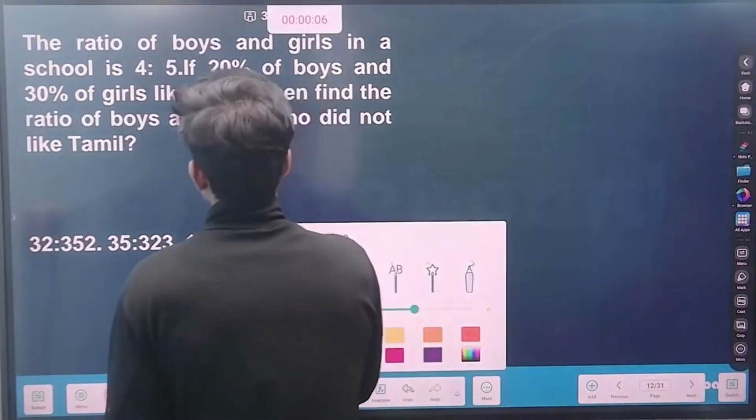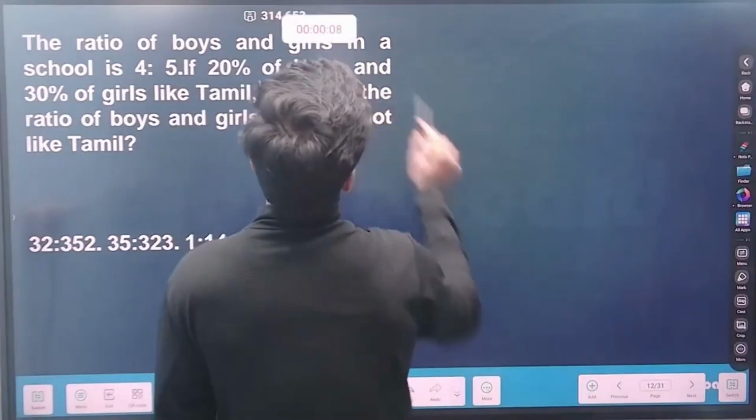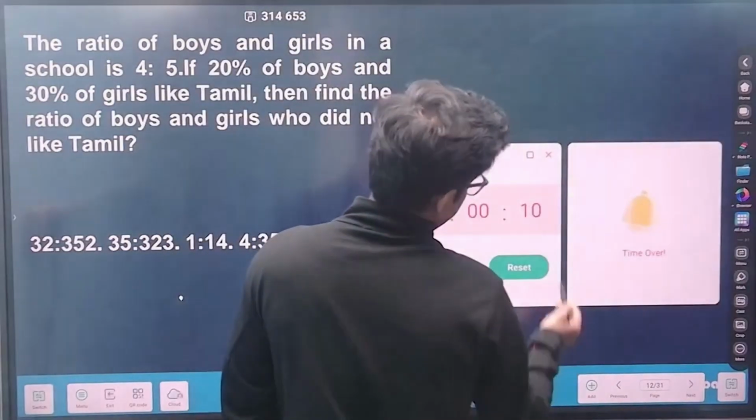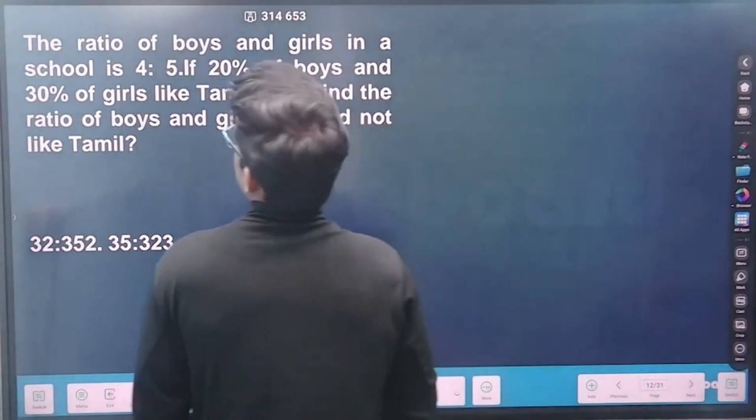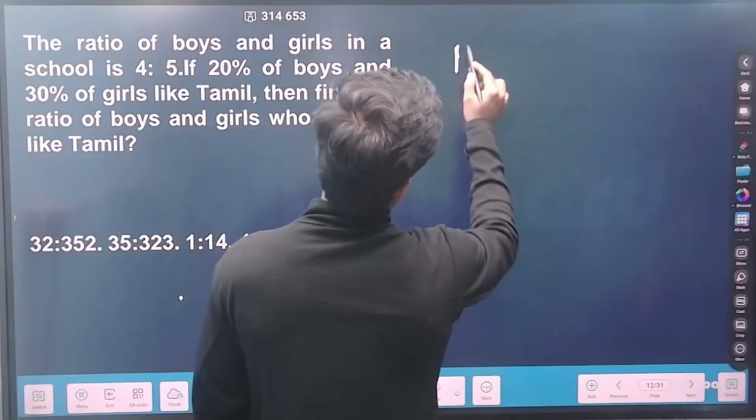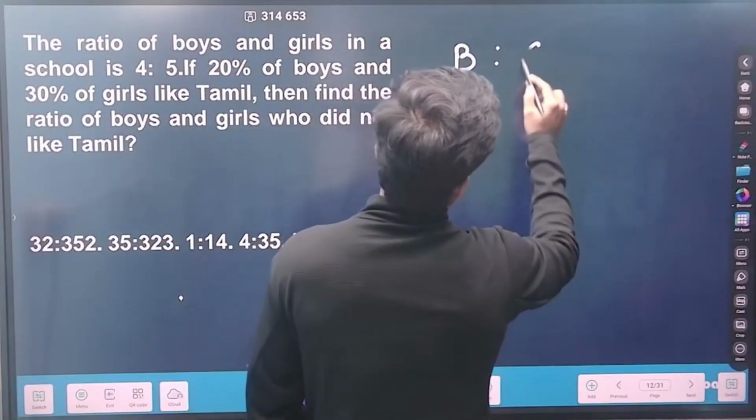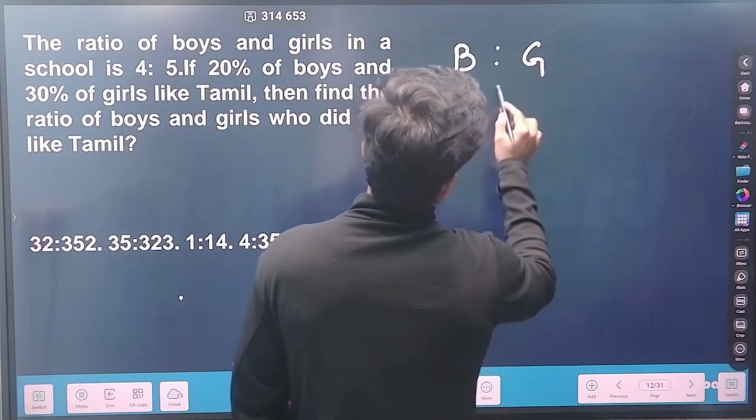So let me show you that. Now, the ratio of boys and girls in a school is 4:5. So boys to girls ratio, can I say that would be 4:5?